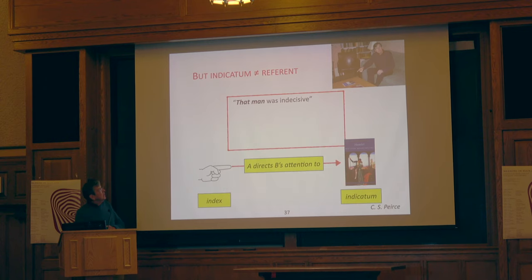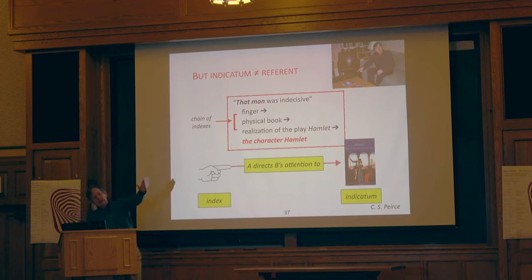However, how about that man was indecisive? Now, who does that man refer to? Well, this is Book of Hamlet, of course. I'm pointing at the physical book. The physical book indexes the realization of the play Hamlet, and that indexes Hamlet himself. And so you can say that perfectly well. But notice, there's a chain of indexes here, and you can get these chains that just go wildly off the page to get to the referent.